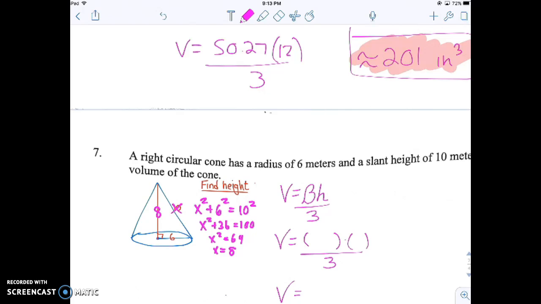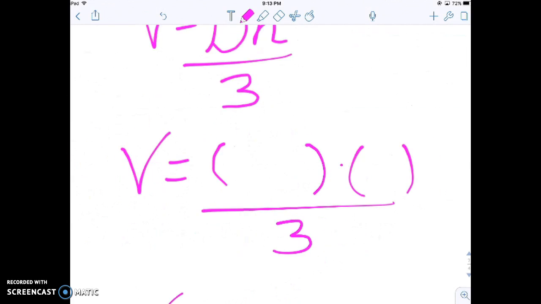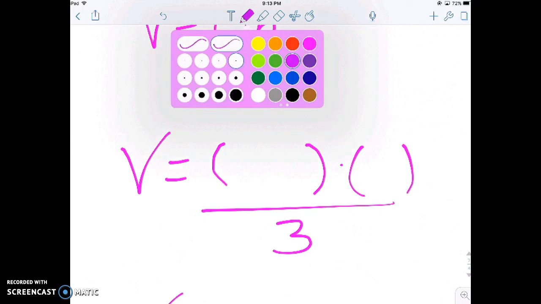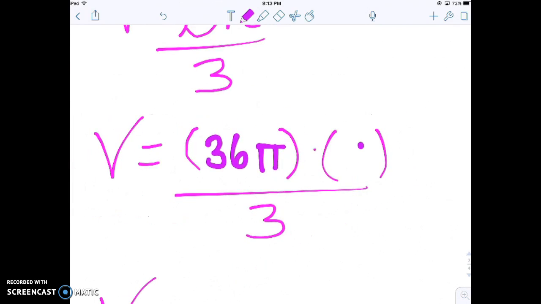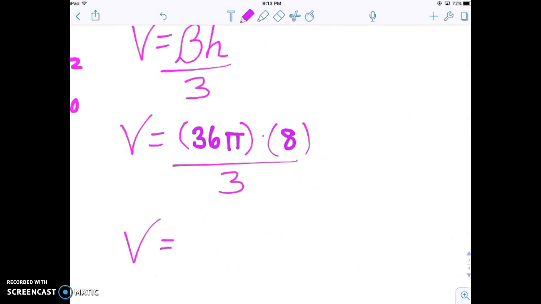Since it's pointy, volume equals big B times h divided by 3. Volume is the area of the base, which in this case is a circle. So it's pi r squared. The radius was 6. So 6 squared is 36. 36 pi times the height of 8. 36 times 8 divided by 3 is 96.